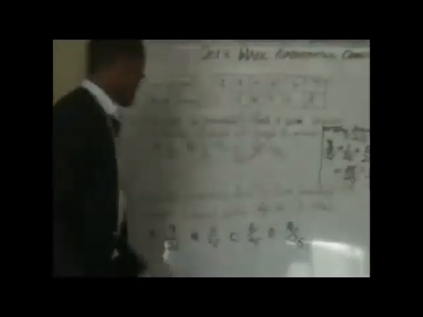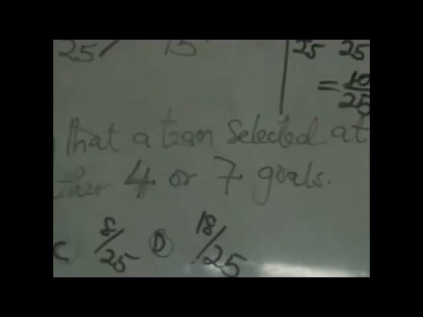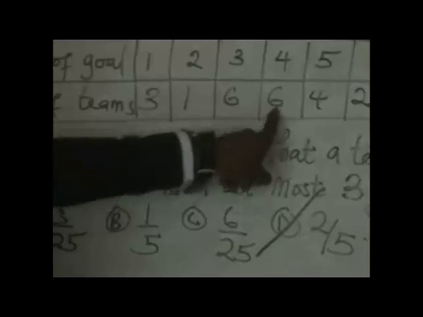Alright, with this same question, with this same table, we are asked to solve question 29. Now from this table, we are asked to find the probability that a team selected at random scored either 4 or 7. Now let's solve it this way also. Now the team selected scored either 4 or 7. Now this is 4. So the team selected is the team, these 6, that scored 4 goals.